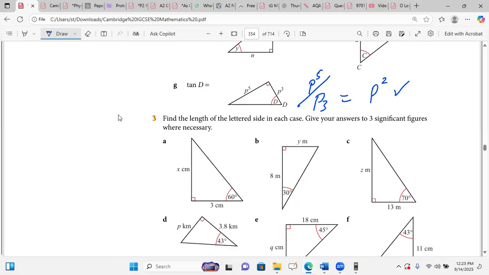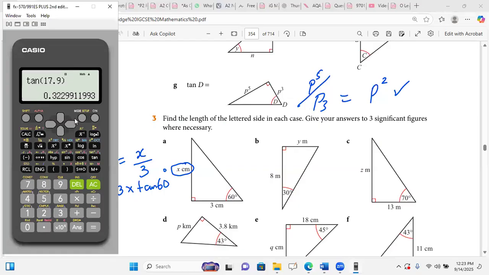Find the length of the lettered side in each side. Give your answer up to 3 significant figures. Like he is asking for x calculation, it means you can use tan 60 degree is equal to x over 3. So x will equal to 3 multiplied tan 60 degree. 3 multiply tan 60 degree is equal to 3 under root 3, and in decimal form 5.19. Then he is saying 3 significant figure, and then we can say it is 5.20.